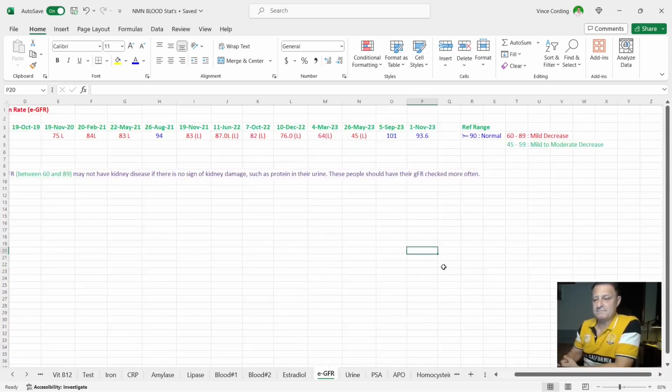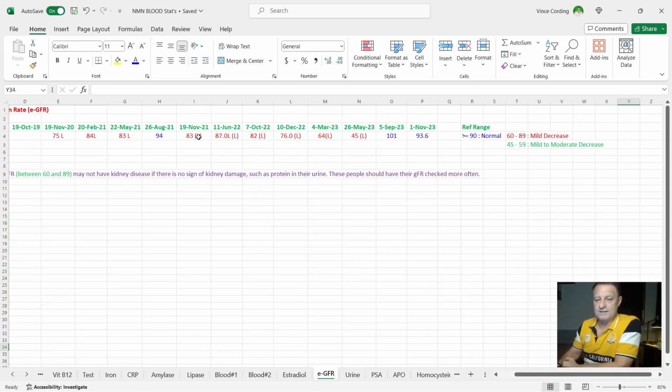My eGFR, you can see here, is now 93.6. It was 101, which is great. 93.6, so anything over 90 is normal. That's as a result of me reducing my red meat intake since I've got to the Philippines, but also because I'm now cycling my creatine, so it's a month on, 2 months off.